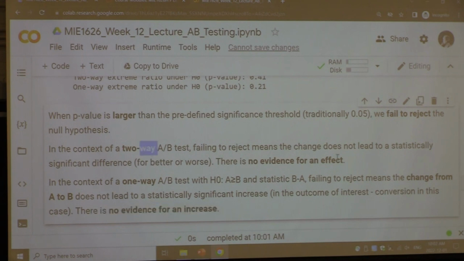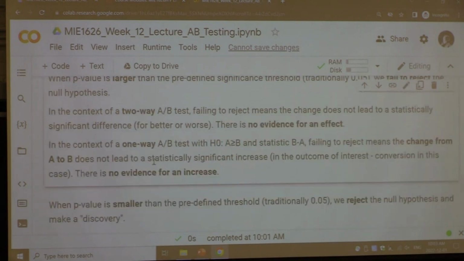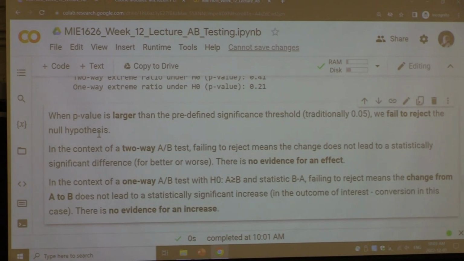So with a two-way test, we're looking for evidence of an effect. In a one-way test, where the null hypothesis looks like this, and we're changing from A to variation B, it's about whether we find evidence for an increase when we change from A to B or not. So this is when we don't have a discovery. This is when we fail to reject the null hypothesis.